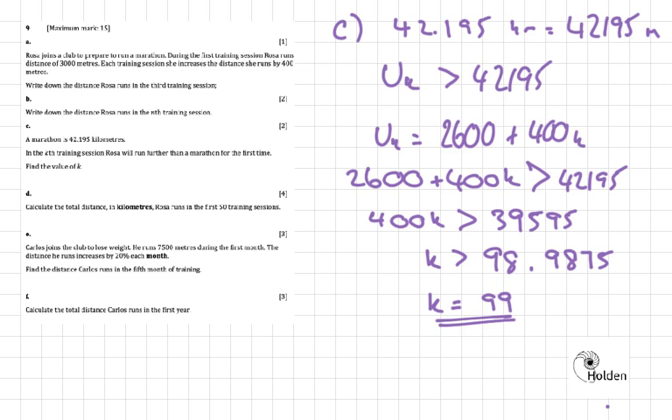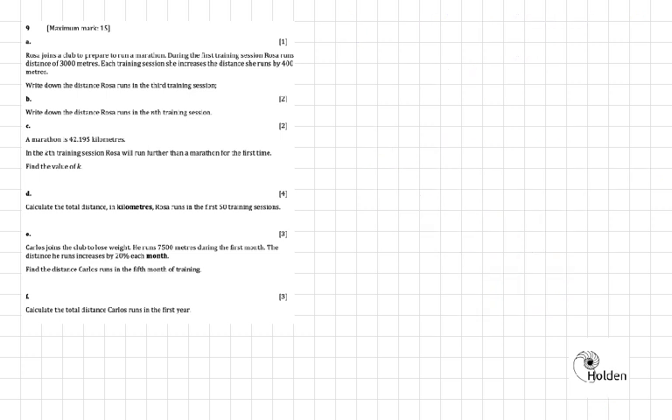Where are the marks? M1 for the original statement here, M1. And then A1 for a correct answer. If you just give 99, k equals 99, I think you get a G2. So that's quite nice. Right, where are we up to? D, calculate the total distance in kilometers Rose runs for the first 50 training sessions.